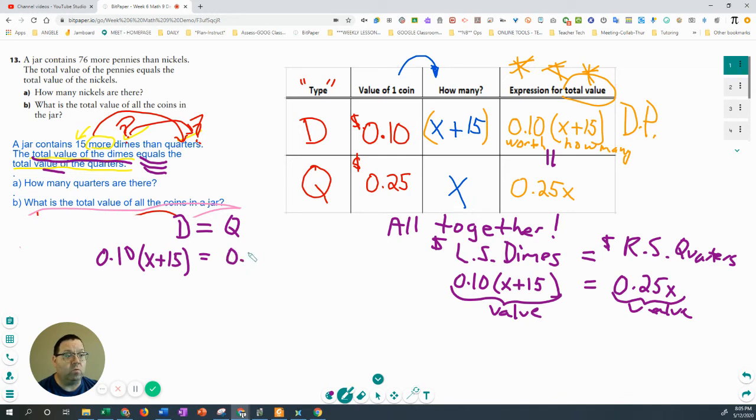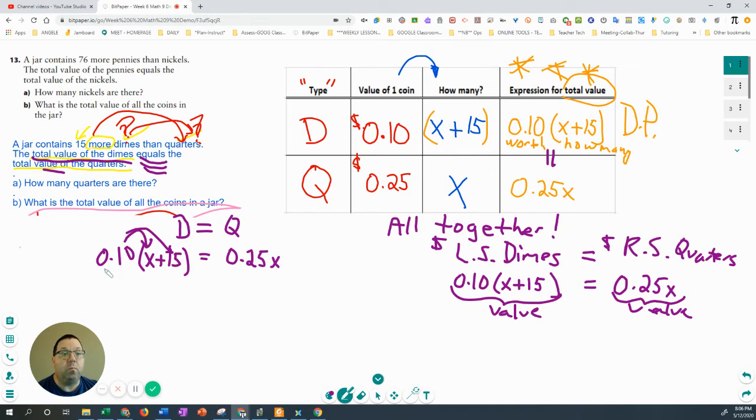I know a quarter is worth 25 cents, right? So 25 times the amount of quarters. If x is equal to 1, I've obviously got 25 cents worth of quarters. If x is equal to 2, 50, and so on, okay? Let's solve this now. Let's distribute. Now we've got a workable equation.